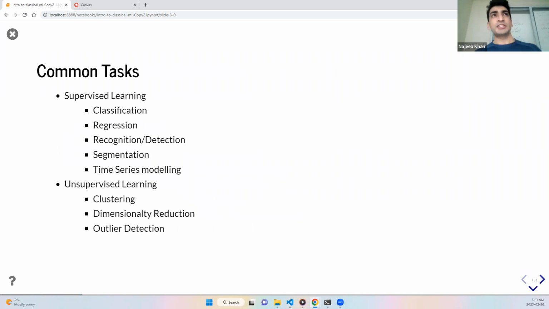Okay, so those were the types of machine learning. So what common tasks can we solve with machine learning? With supervised learning, there are a bunch of tasks: classification, regression, recognition or detection, segmentation, and time series modeling. We will look into these in a little more detail in the next slides. And then in the unsupervised learning case, there is clustering, dimensionality reduction, and outlier detection.